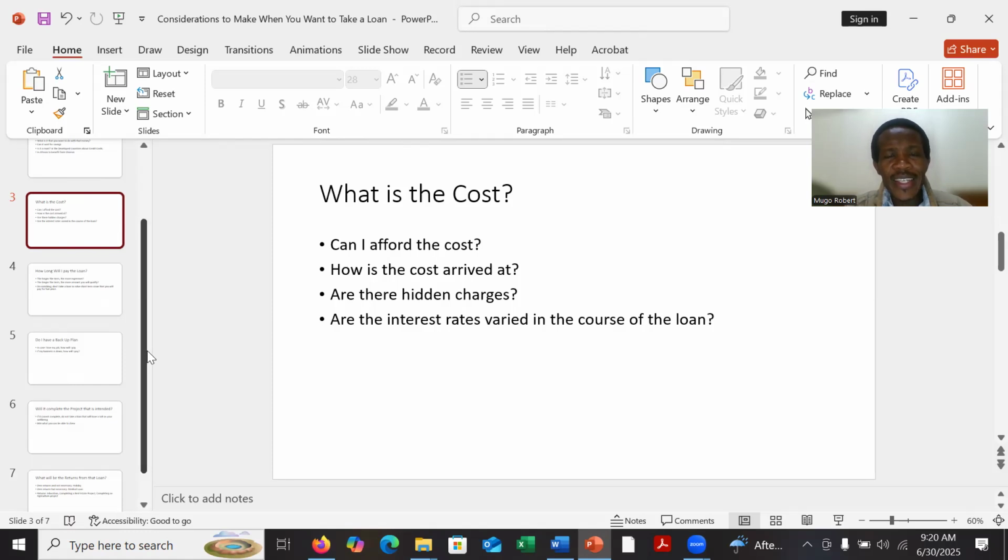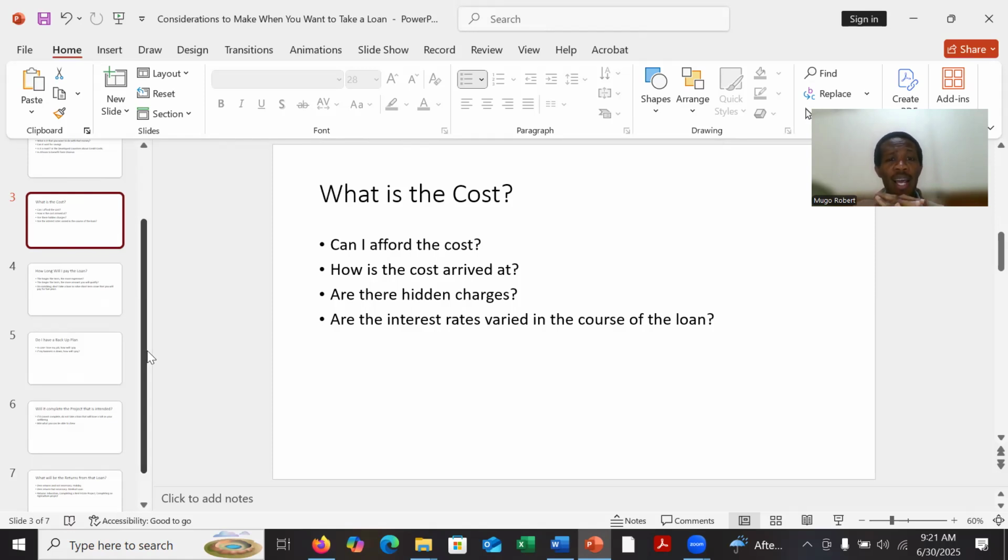And then regarding these costs, somebody tells you the interest we are charging is 10%, or 12%. Is it 10% one-off? Is it 10% for 6 months? Is it 10% for a quarter? Or is it 10% per annum?